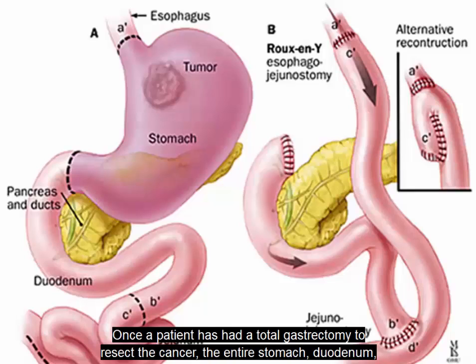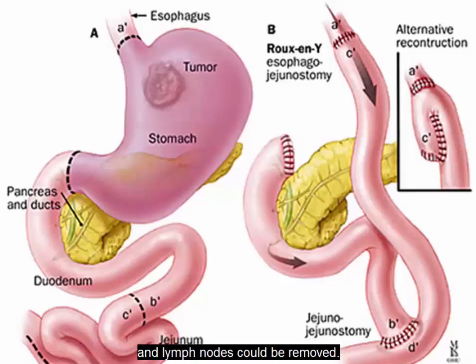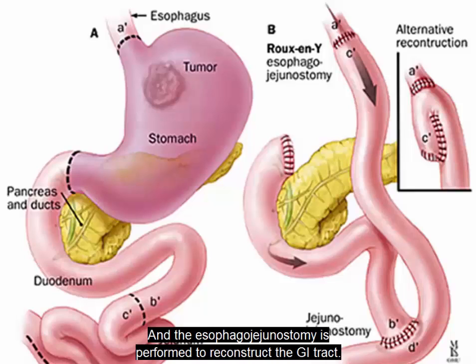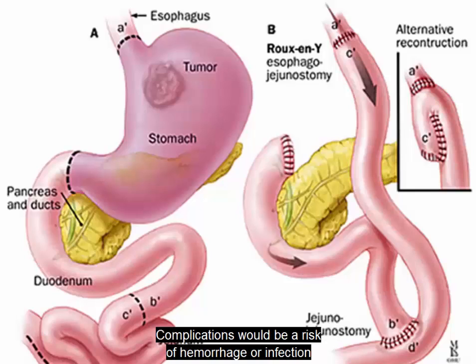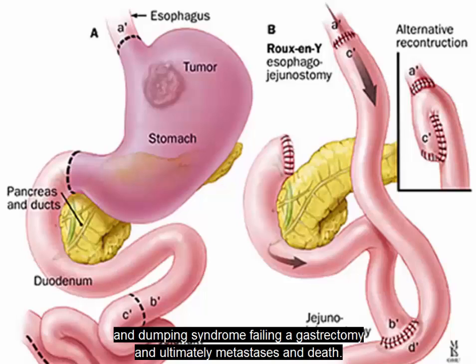Once a patient has had a total gastrectomy to resect the cancer, the entire stomach, duodenum, and lower portion of the esophagus and the supporting mesentery and lymph nodes could be removed. An esophagojejunostomy is performed to reconstruct the GI tract. Complications would be a risk of hemorrhage or infection, and dumping syndrome following a gastrectomy, and ultimately metastases and death.